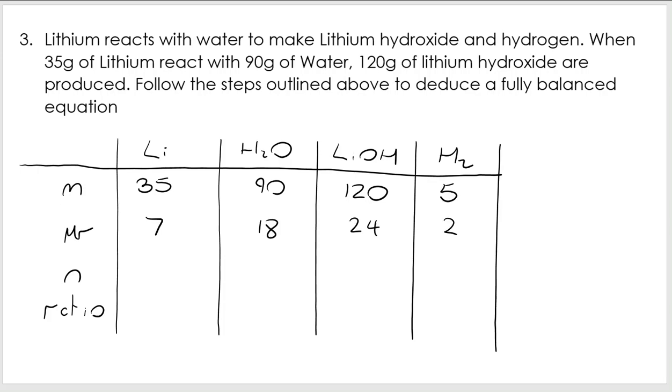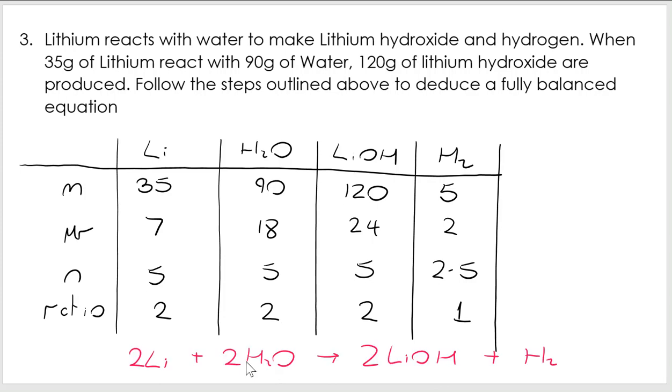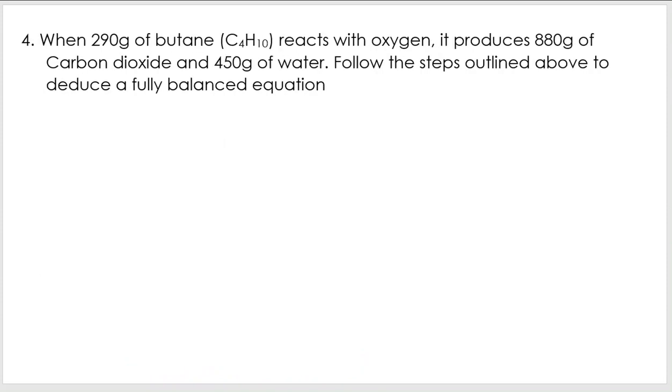I find the atomic or molecular masses. And from there I can work out the number of moles, 5, 5, 5 and 2.5. Divide all of those by the smallest and I get 2 to 2 to 2 to 1. So my equation is 2Li plus 2H2O goes to 2LiOH plus H2. Another example.